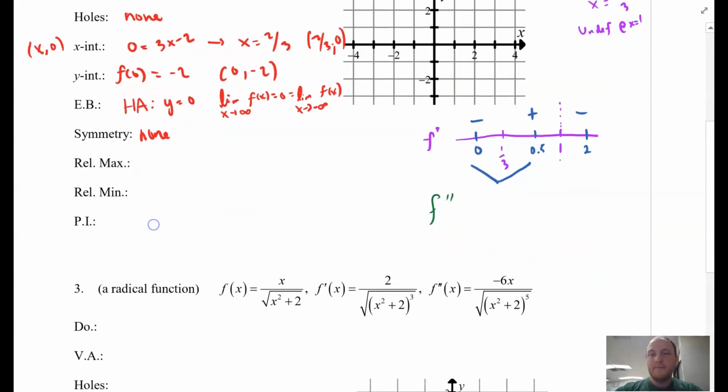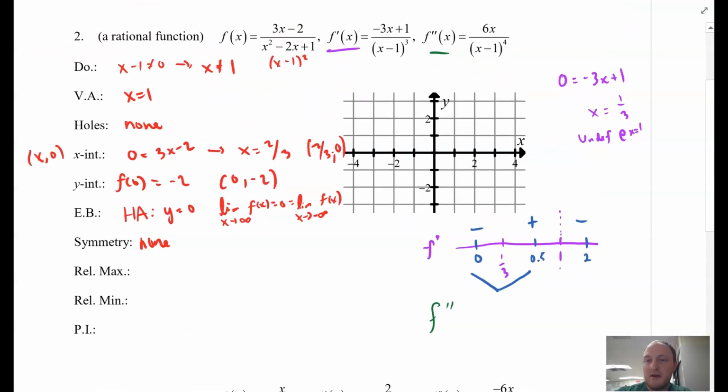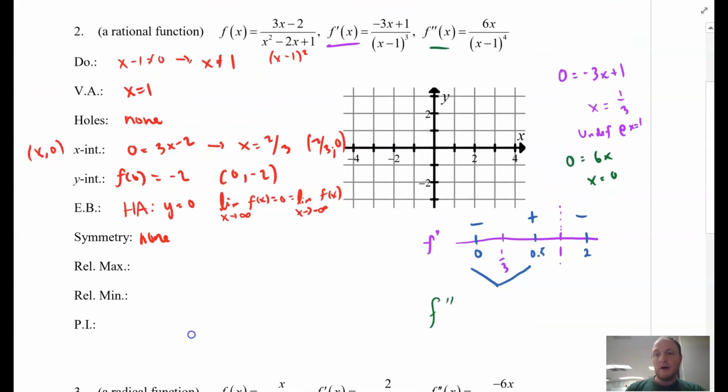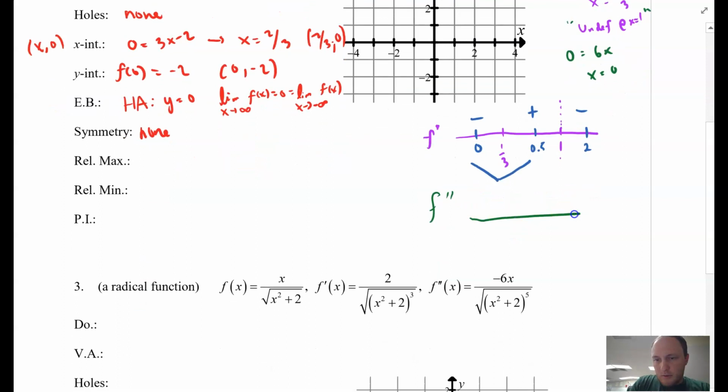F double prime. And for f double prime, we have, again, the zeros, which is when our function is equal to 0. So I'll just take the numerator, 6x equals 0, which tells me I have a possible point of inflection at 0. And then we also have our undefined value, again, I'll put parentheses around this, here at x equals 1. So I'll make a straight line. Here's 1. Again, we have an asymptote here, and zeros over here.